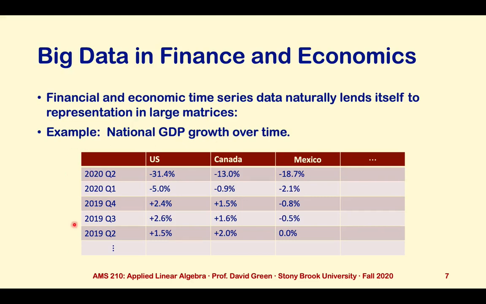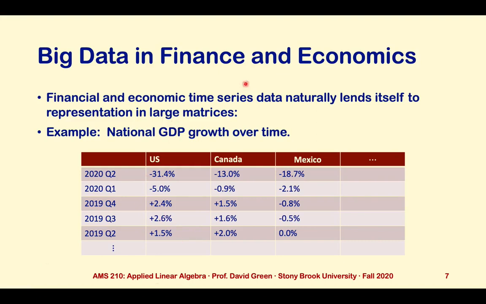In the table here, measured in quarters, each row corresponds to a quarter, so 4 per year. The second quarter of 2020, the first quarter of 2020, the fourth quarter of 2019, third quarter, and so on. And this might go for as many years as we have data. If we were measuring things, say, from 1950, that would be 70 years, 4 quarters for every year, 220 rows in this matrix.